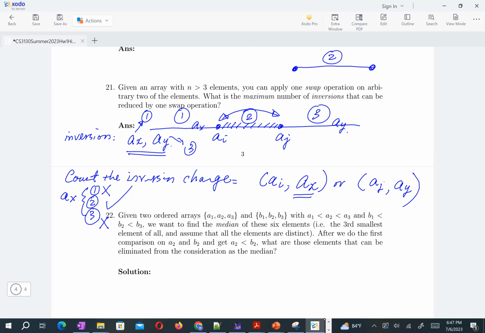All right, now you consider this case. Swap the first element and last element to get the maximum number of inversions. Now you're halfway there. You only consider the first and the last. Swap to get the biggest change, the inversion change.